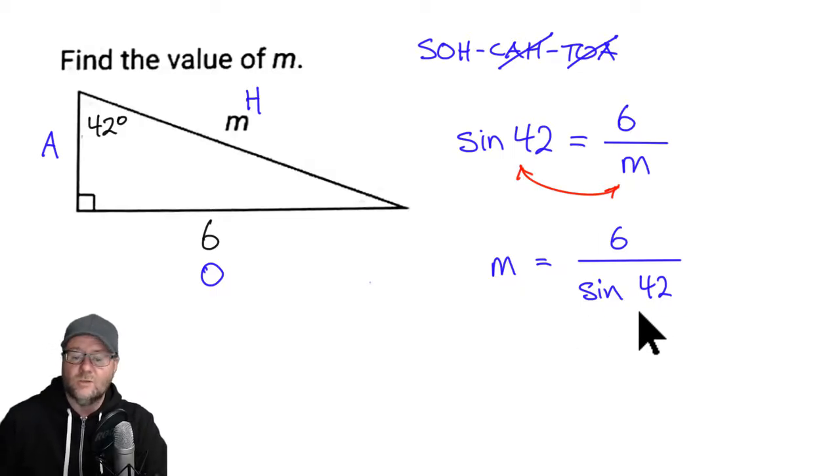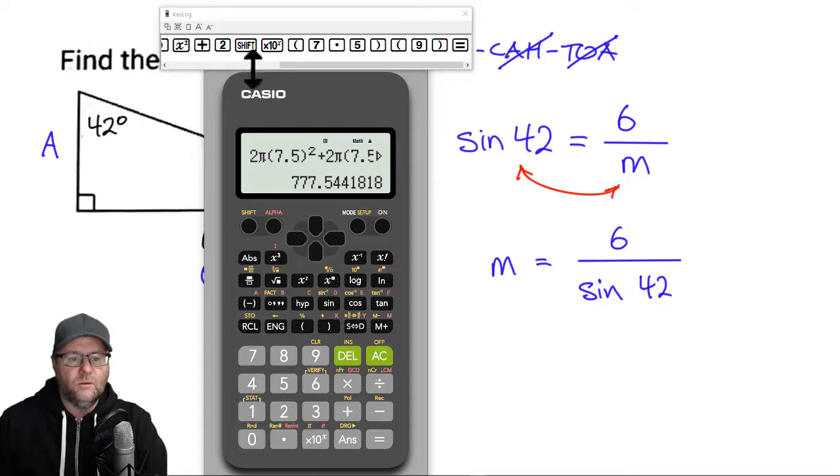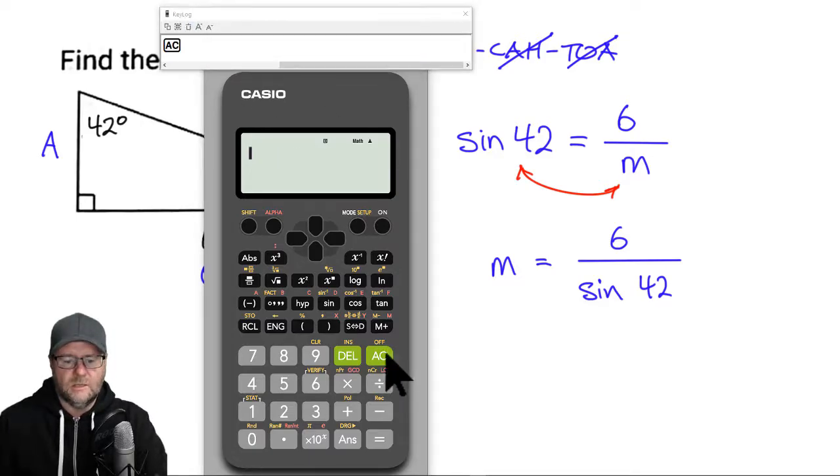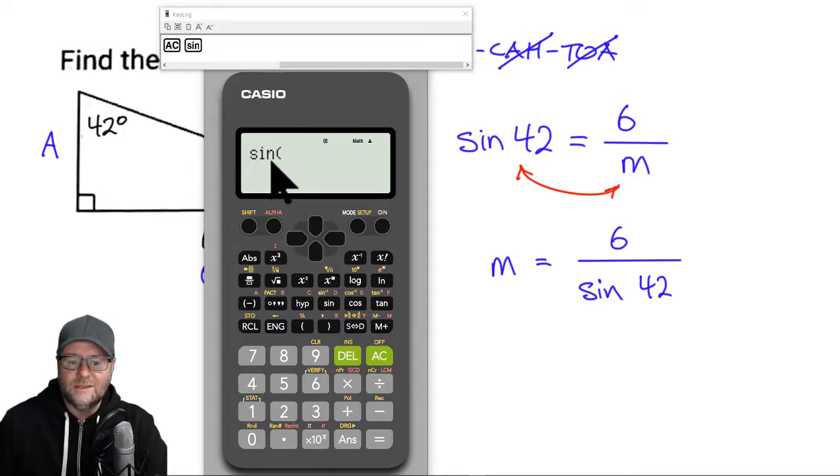6 over sine 42. We're going to do it because I want you to be careful of one thing. So let me just clear that. Let's put it in. Our sine button is right here, so we just hit sine, and you'll see the calculator gives you a, oh, what am I doing? Let's clear that. I made a boo-boo. Sorry, it's 6 over sine 42.